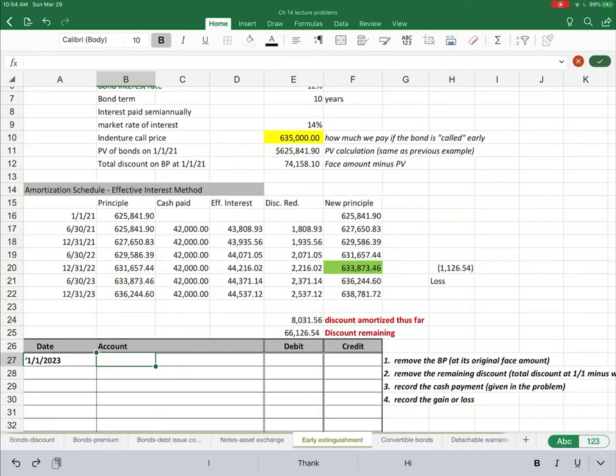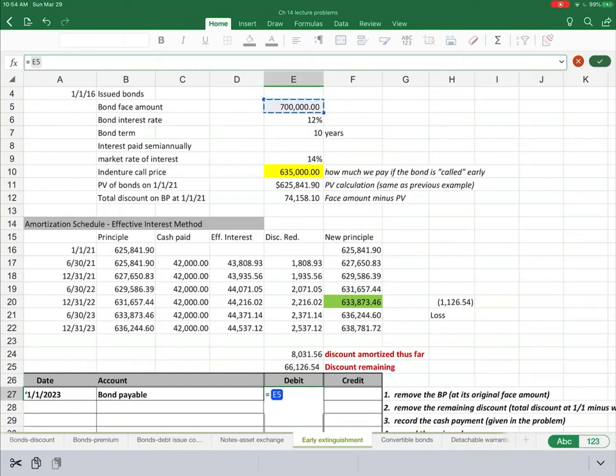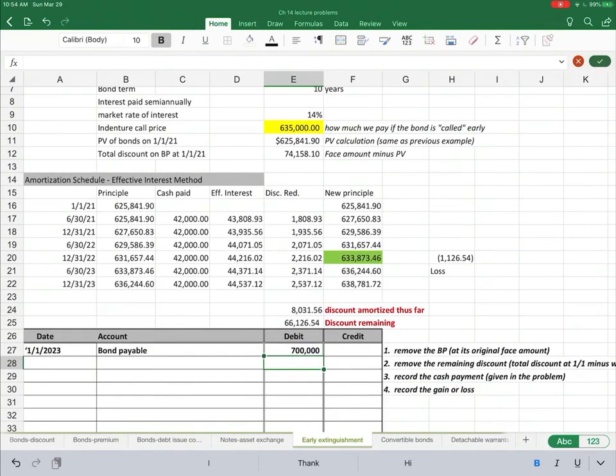What I'm saying now on this early extinguishment or early retirement tab is I want to show that those bonds are no longer going to be on my accounting records. So I'm going to debit bond payable for $700,000 for the face amount. We originally put them on the books for $700,000. We take them off the books for $700,000.